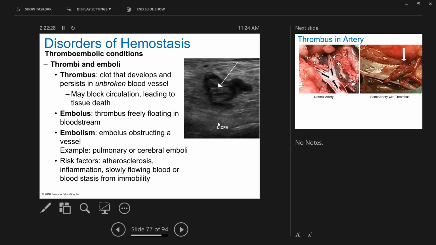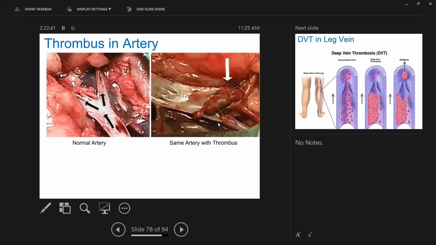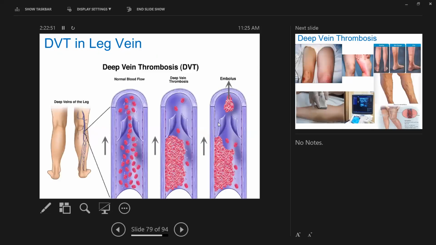So who's at risk for developing a pulmonary embolism? Well, anybody, conceivably. The risk factor is higher if you have a clotting disorder. So here's what it looks like. There is a normal artery right there. There's a clot in the artery. It's a thrombus because it hasn't moved. At least it hasn't moved yet. In our leg, this is a DVT.